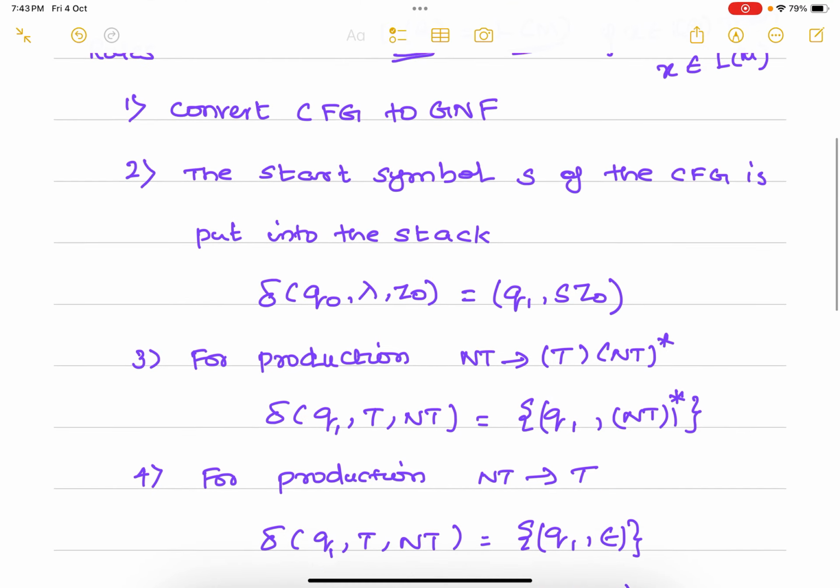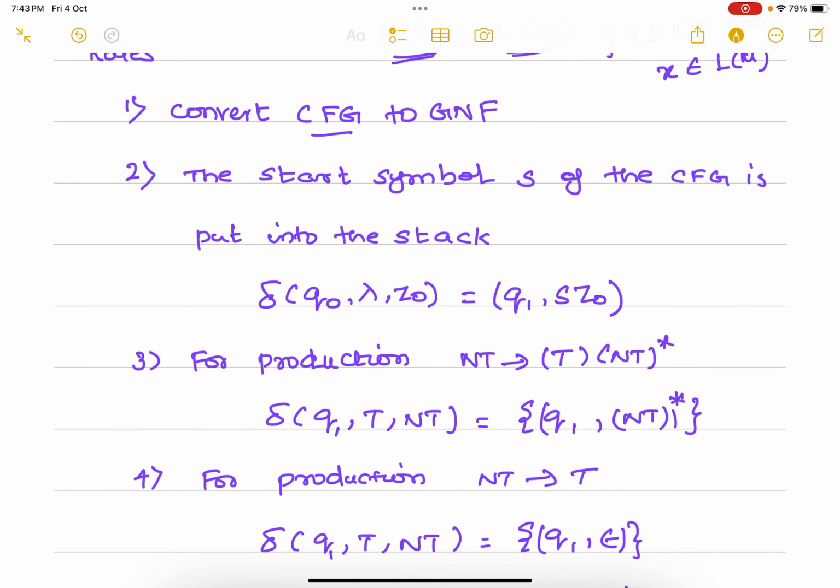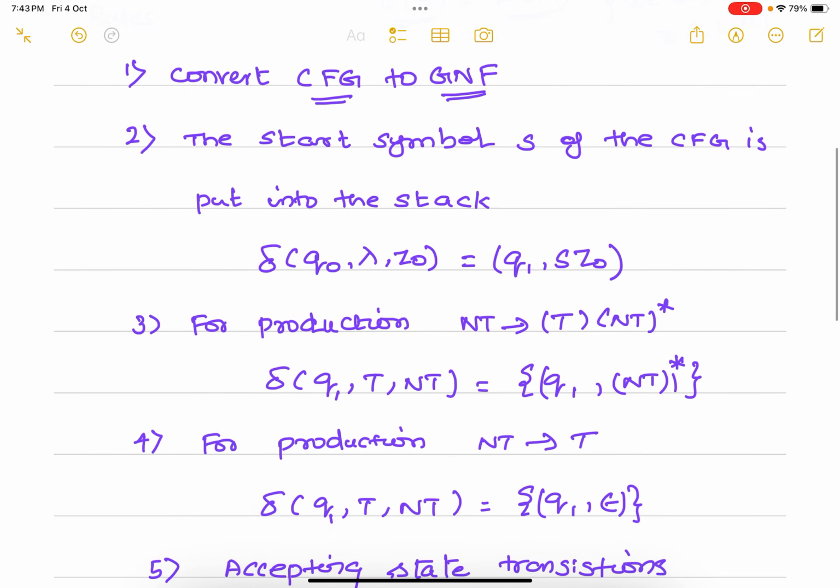The steps involved in this: first, we need to convert the given context-free grammar into Greibach normal form. Next, we need to include the start symbol transition. That is, for the start symbol S, we need to include this transition to push the start symbol inside the stack, and the initial state gets transferred to the state Q1. So this is the first transition we have to do in all the conversions.